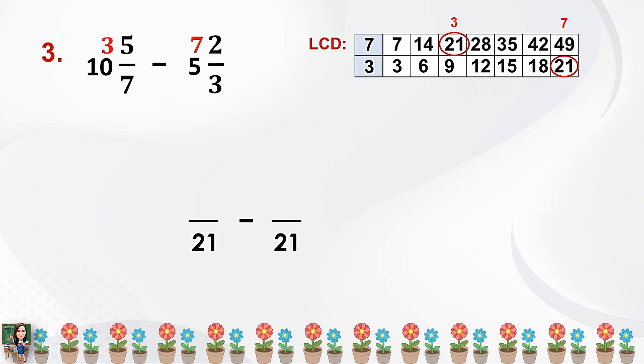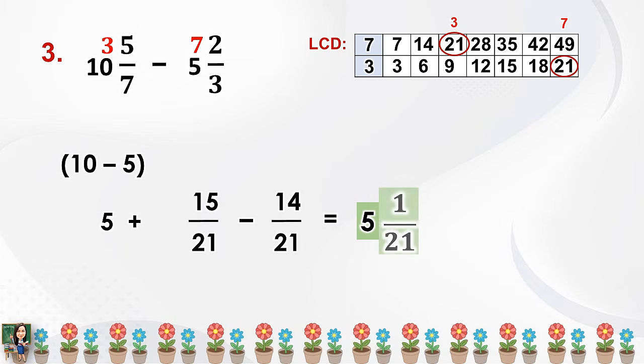3 times 5 equals 15. Then 7 times 2 equals 14. Now let's answer. First, subtract the whole numbers. 10 minus 5 equals 5. Then let's put them together. Copy the whole number 5. Then subtract the numerators. 15 minus 14 equals 1. Copy the denominator 21. The answer is 5 and 1 over 21.